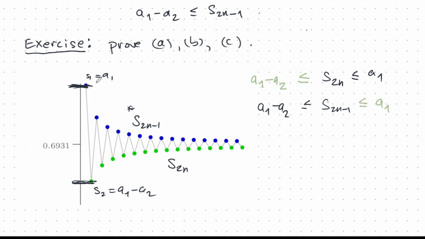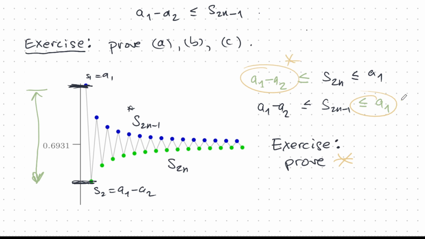Everything is bounded by A1 and A1 minus A2. Everything is in between this interval. So that's actually very interesting. And this I want you to prove also as another exercise. So prove this part and prove this part. It's not hard to do. It's the same techniques. It's a very nice proof. And keep this picture in mind. With this picture, you won't be confused about what's going on.